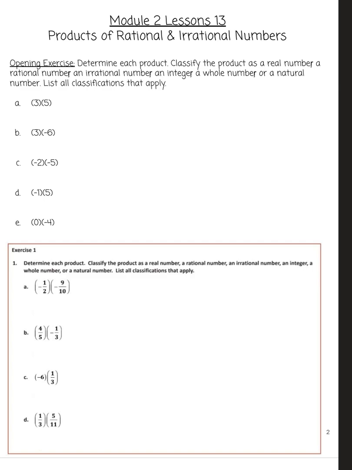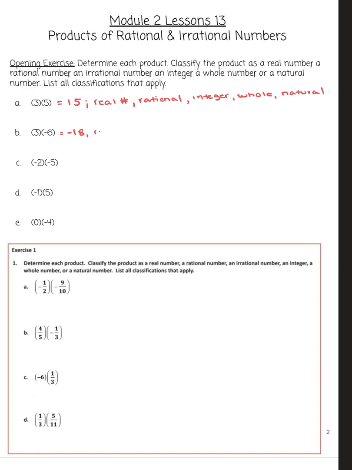We can multiply this. So we have 3 times 5, which we know is 15. We know that 15 is going to be a real number, because all numbers are real numbers. Rational, it is an integer, it's a whole number, and it is a natural number. All right, so then here we have 3 times -6, which is going to give us -18.